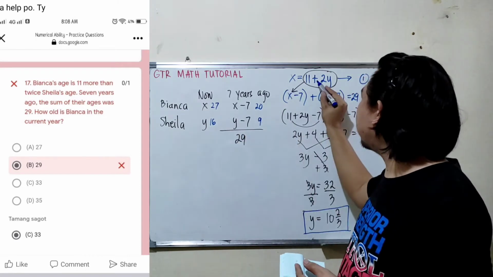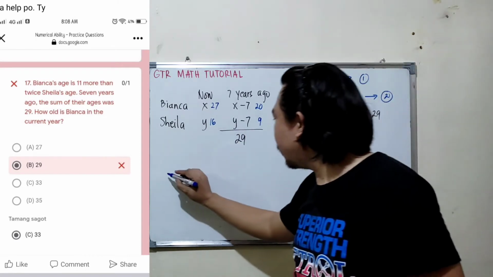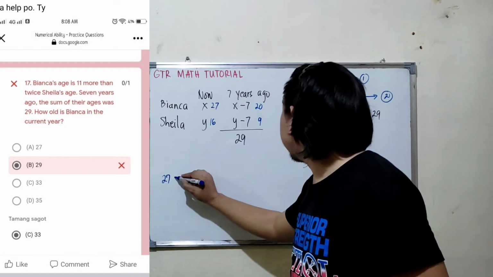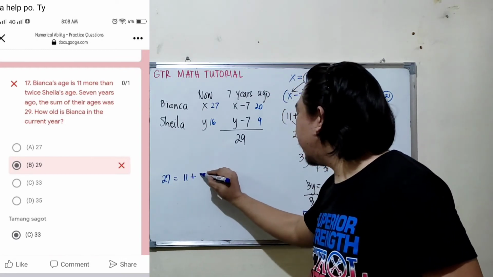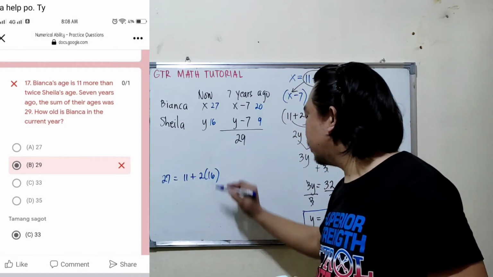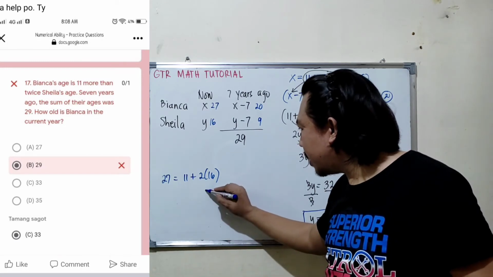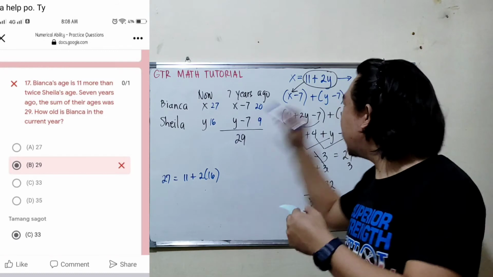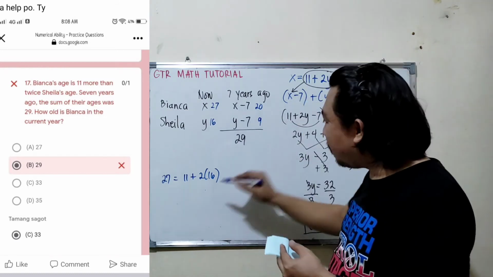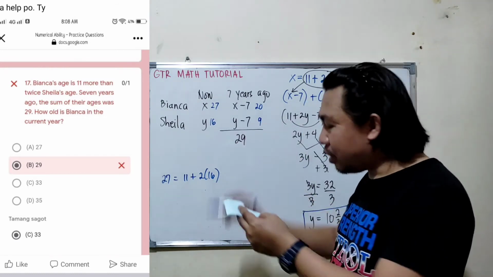Tingnan natin kung masasatisfy na ito. Kung 27 ay equal sa 11 plus 2 times 16. Sakto ba yan? Hindi, no? 2 times 16, 32 na agad. Plus 11, sablay na agad. 11 more than twice, so hindi pwedeng 27.